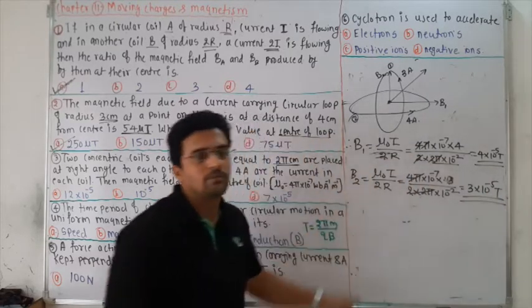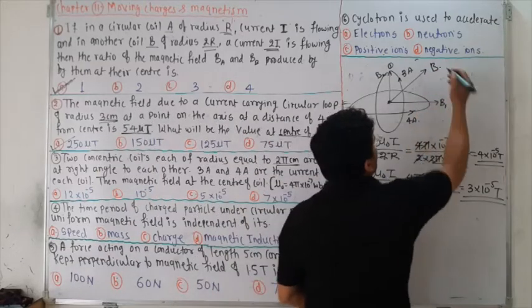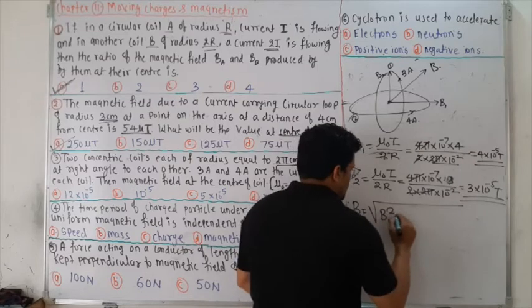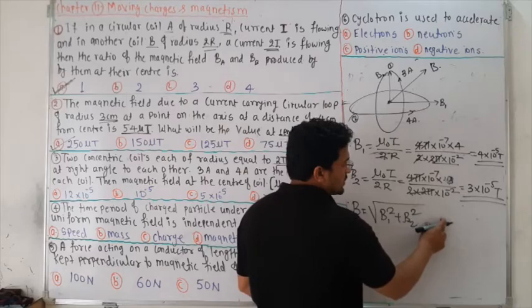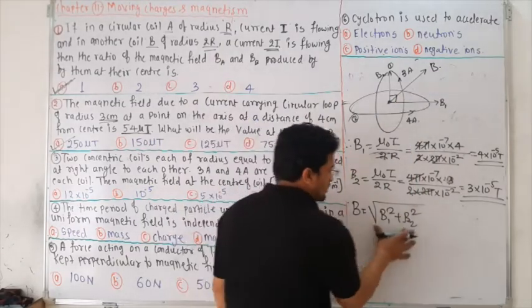So this is the B1 and B2. Now B1 and B2 are two vectors. So resultant is what? This B you have to calculate. So resultant is nothing but the under root of B1 square plus B2 square plus 2 B1 B2 cos theta. Cos theta is equal to what? 90 degree. So cos of 90 becomes 0. Hence you will get only this equation.